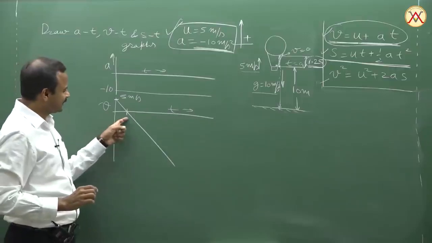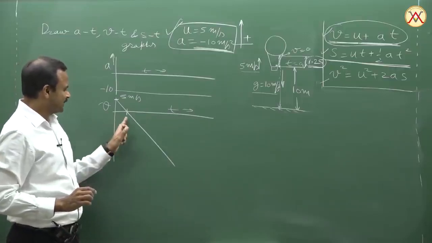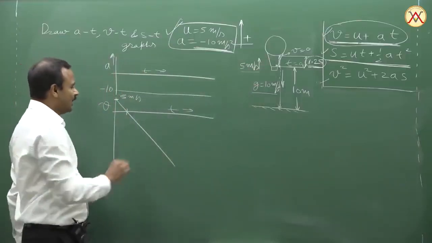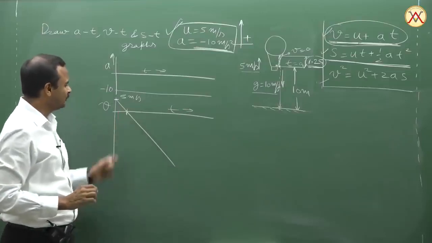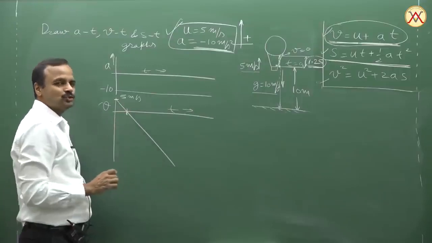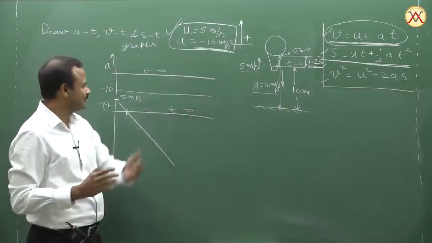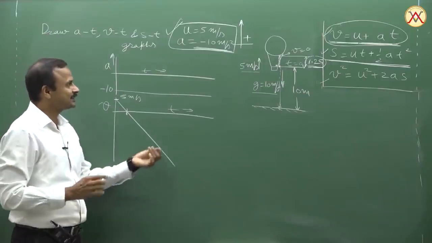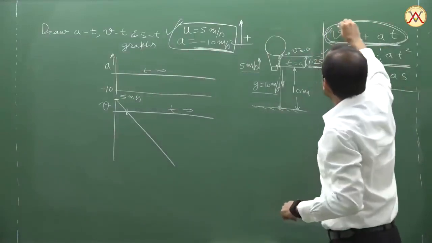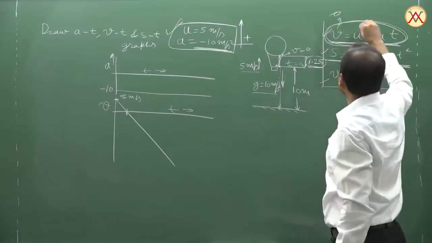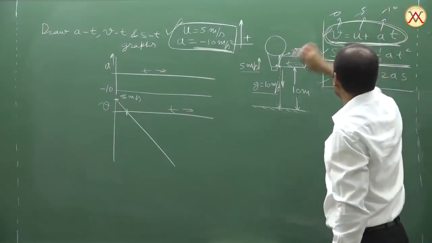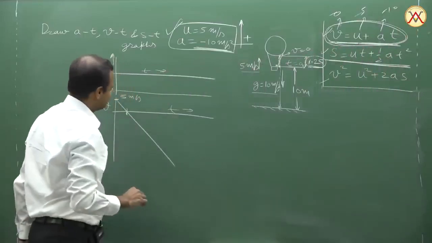Where will the velocity be zero? See, the velocity was zero at the highest point, isn't it? How much time will it take to reach that zero velocity? See, the slope of this graph is minus 10, or acceleration is minus 10. So, it will just take how much? Half a second. You can use the first equation of motion. V is 0, u is 5, acceleration is minus 10. That will give you t equal to half a second.